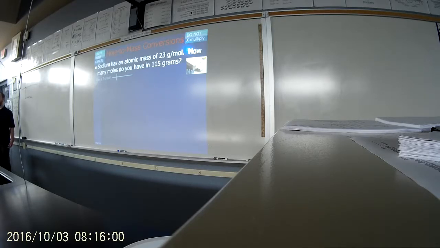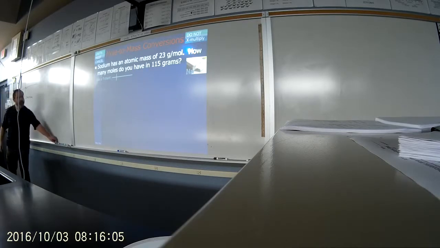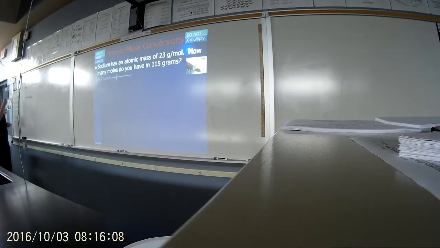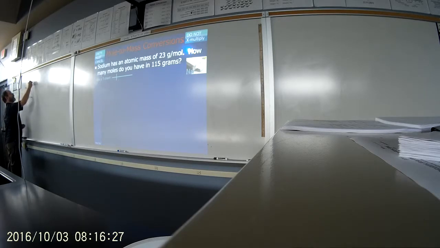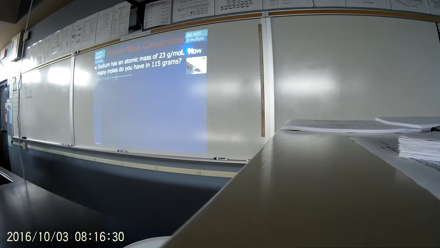So, let's write our starting numbers and units in. We're starting with 115 grams. Exactly right. Grams will be in this box. And the thing we have in our conversion is gram per what? Mole. Gram per mole. So it says the conversion is 23 grams per mole.